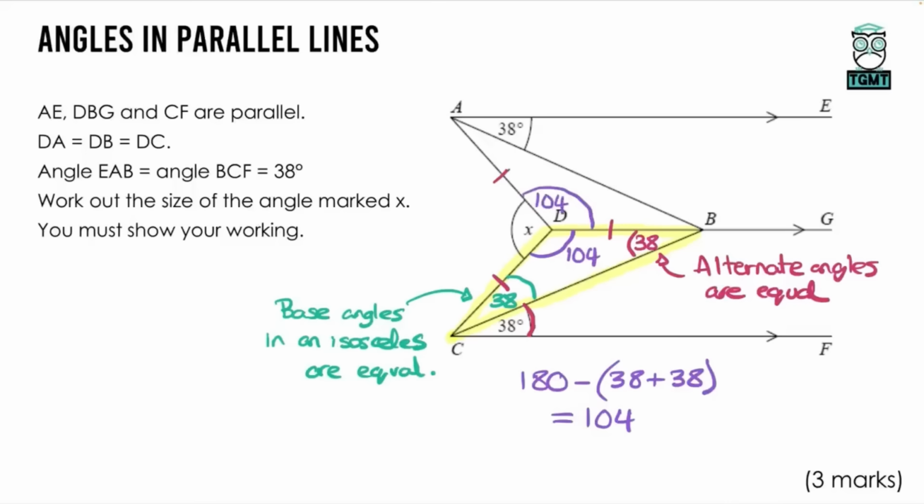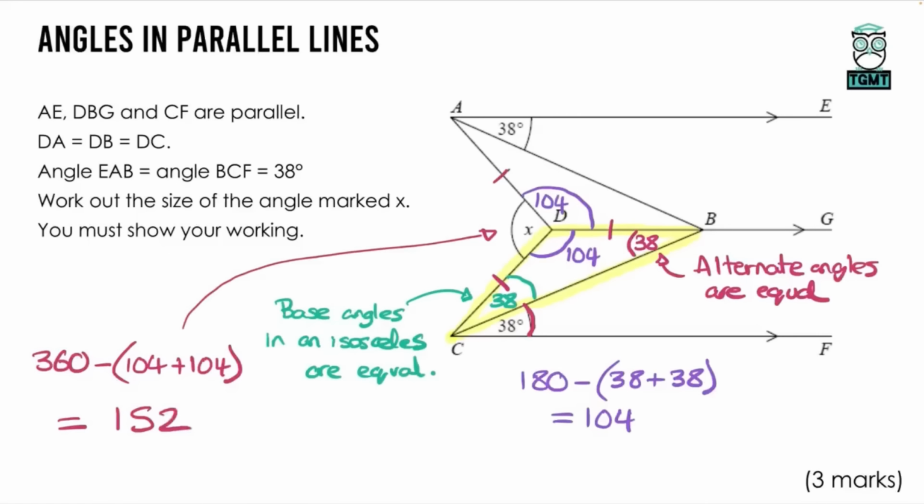So to find that angle X, that is the missing angle around a point. Angles around a point add up to 360. So to find our final angle here, we would do 360, the angles around a point, subtract the two 104s, so 104 plus 104. And there we go. We can type that in, 360, take away 104 plus 104, and that gives us 152 degrees as our final answer. And there we go.